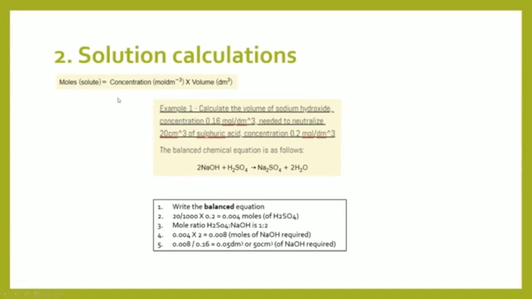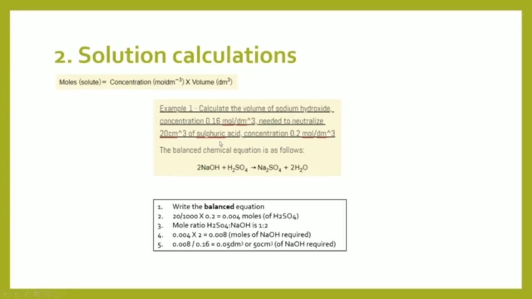The third one is solution calculations, whereby the formula is moles of the solid, or whatever it is, equals concentration times volume. Take a look at this example here. Calculate the volume of sodium hydroxide of concentration 0.16 needed to neutralize sulfuric acid, which has a volume of 20 centimeters cubed and a concentration of 0.2 moles per decimeters cubed. So of course this is the concentration, this is the volume of sulfuric acid. So immediately you can see that you can calculate the moles of sulfuric acid.